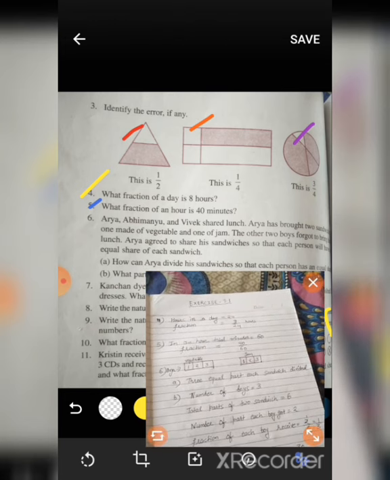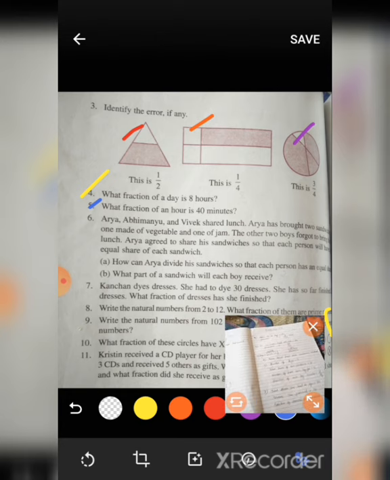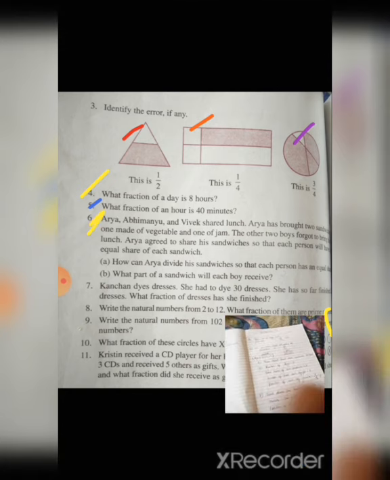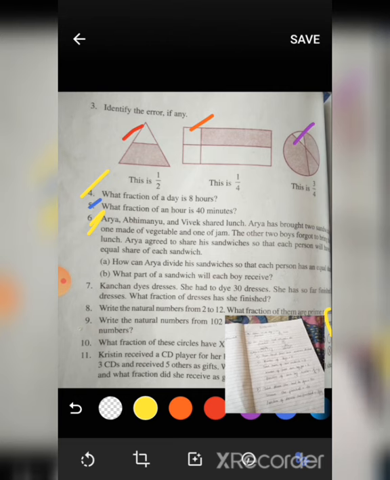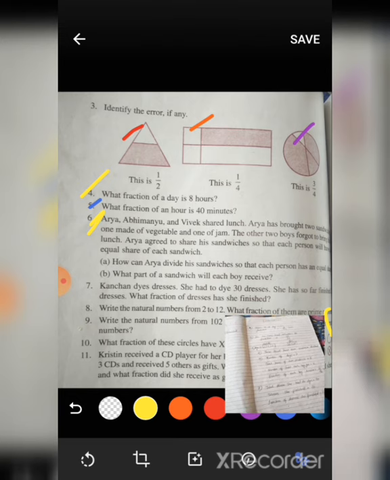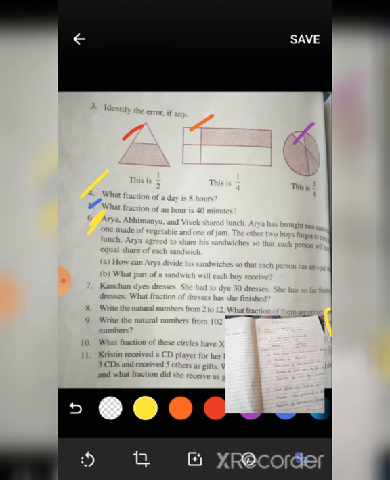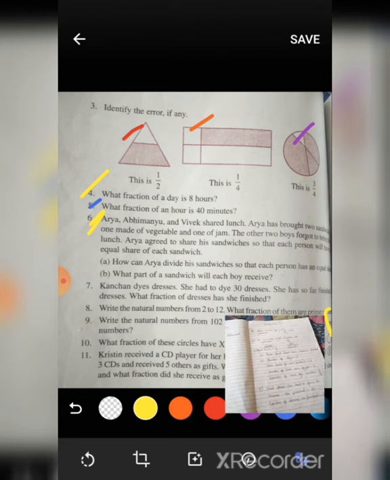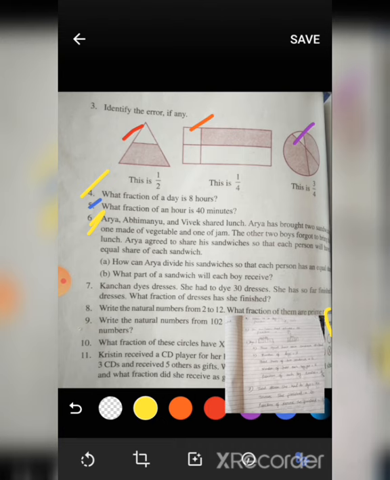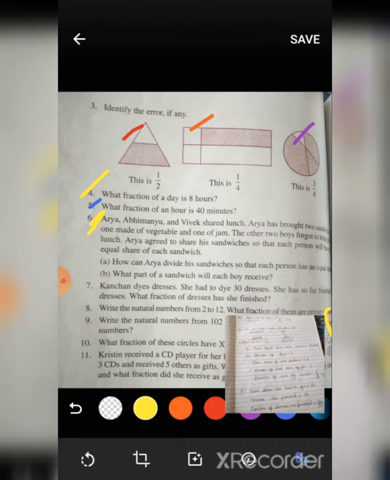And for the sixth question, see, Arya, Abhimanyu and Vivek. We are doing this question number 6. Arya, Abhimanyu and Vivek share lunch. Arya has brought 2 sandwiches, one made of vegetable and one of jam. The other 2 boys forgot to bring their lunch. So Arya agreed to share his sandwiches so that each person will have an equal share of each sandwich. The A part is asking how can Arya divide his sandwiches so that each person has equal distribution. The B part is what part of a sandwich will each boy receive.